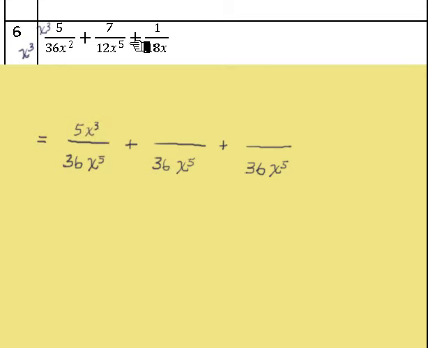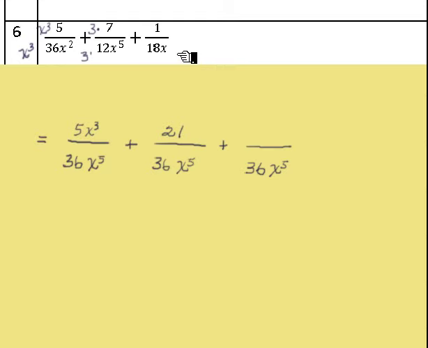Now, we want an equivalent fraction. We want the second fraction to change into an equivalent fraction with this denominator. All right, so we have to multiply by 12 by 3 to get that 36. And that's it, just 3. Because we already have the x to the 5th. So we have a 21 over here, 3 times 7.